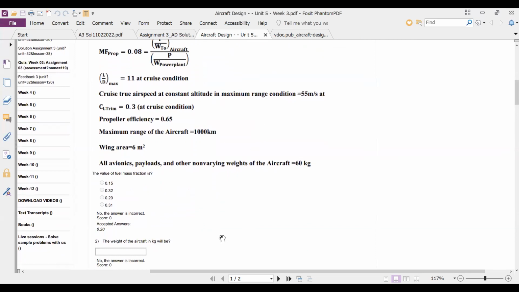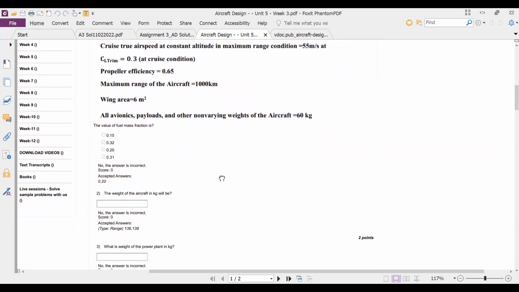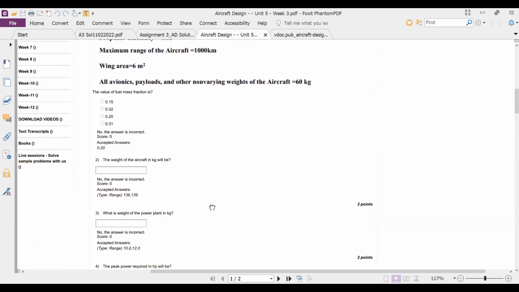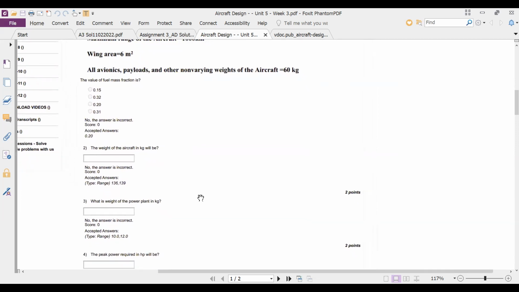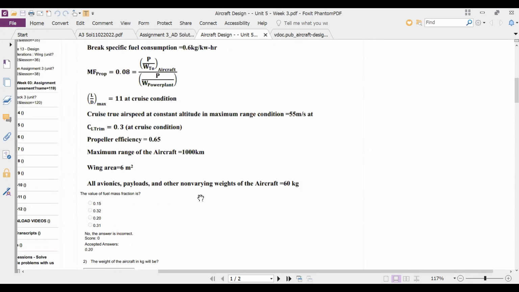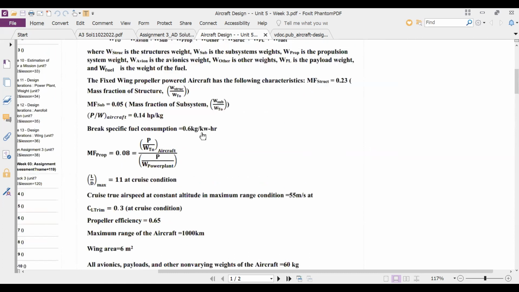We can go to the next question now. What is the next question? Yeah, the answer is correct, between 10 to 12. What is the peak power required in HP? Peak power means the brake power. We were given a number for brake power, if you remember. We were given this number, brake specific power over weight of the aircraft. So from here, can you compute what will be the power in HP required for the aircraft?